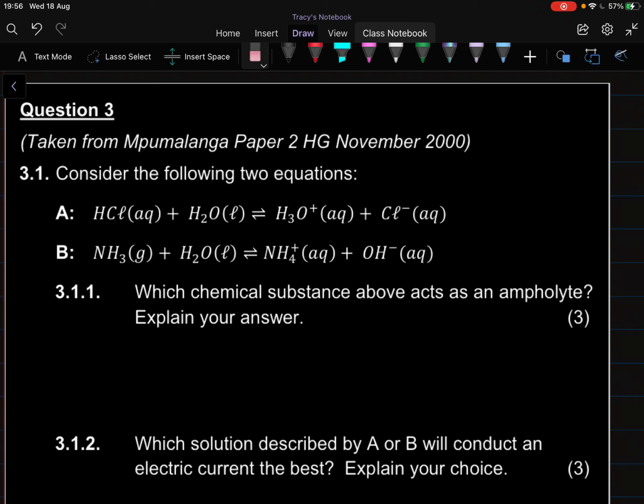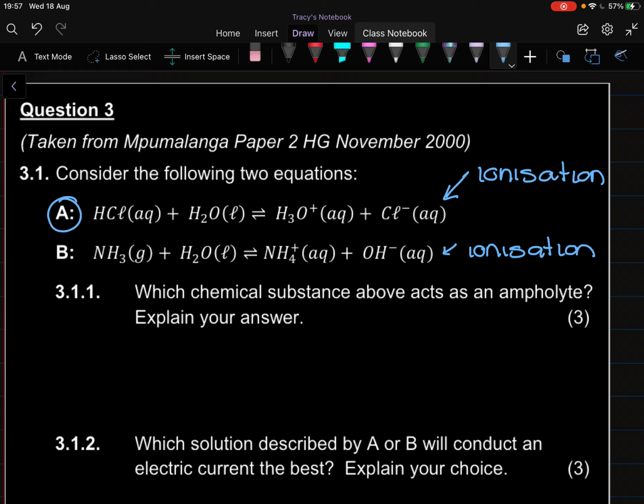Question 3 of the acids and bases worksheet. This one I took from the Mpumalanga Paper 2, Higher Grade, November 2000. I liked that year, apparently. So, they say consider the following two equations. The first equation is the ionization of hydrochloric acid, and the second one is also an ionization reaction, but that of ammonia.